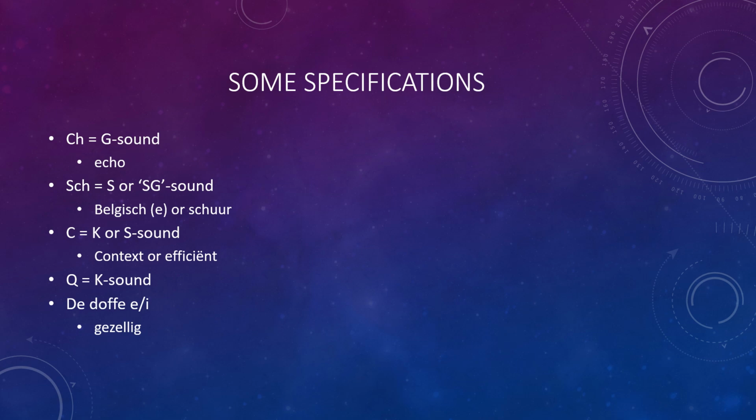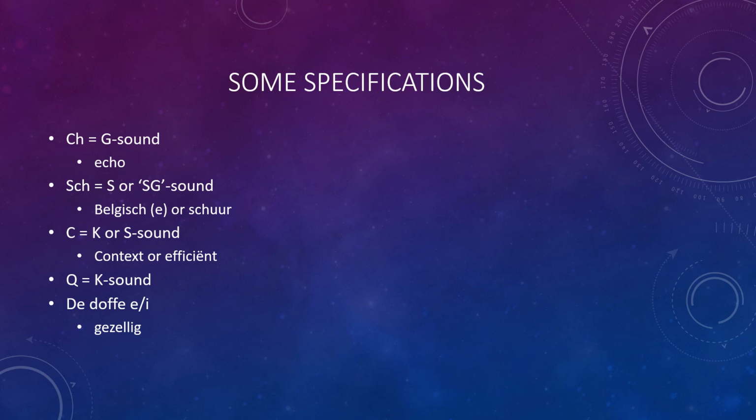We would, for example, have Belgisch of Belgische. This SCH comes at the end of the word and would cause an S sound to be pronounced. In other occasions, the SCH sound being at the start of the word, for example, would cause a sh sound. Schuur. The C would be pronounced as a K or an S, so very similar to English, context, or efficient. The Q sound would be just the regular K sound.